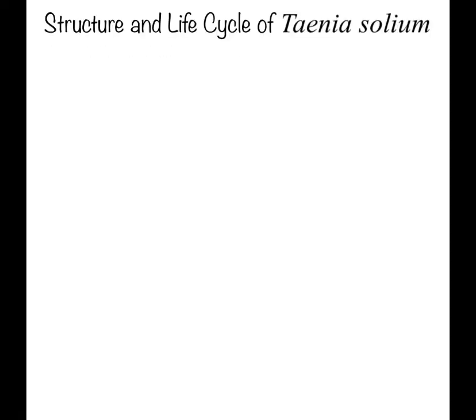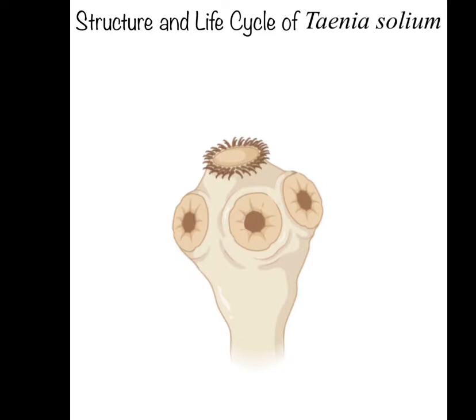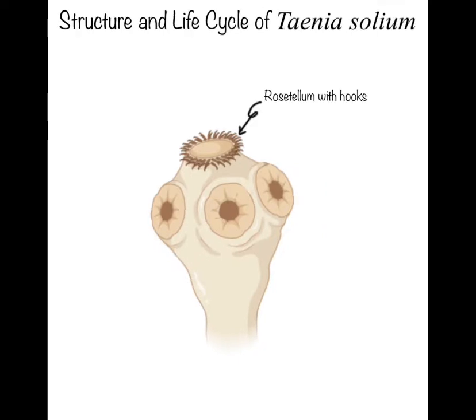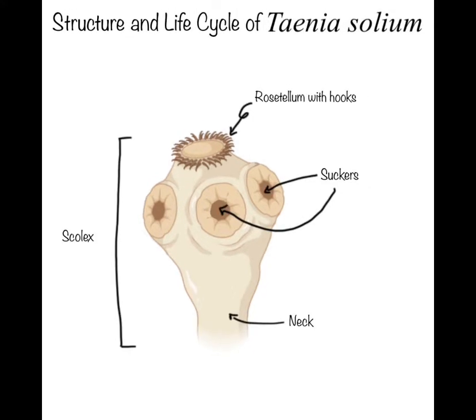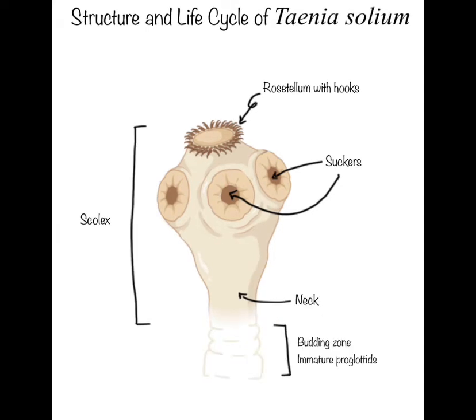Alright, let's look more closely at their structure and life cycle. So, this is an animated diagram of Taenia solium. This on the very top is called the rostellum, and it is surrounded by hooks. And those are the suckers. This is the neck. And the whole structure is called a scolex. Down the neck, we can see the budding zone, more specifically, the immature proglottids. Later in the video, I will show you the mature proglottids.